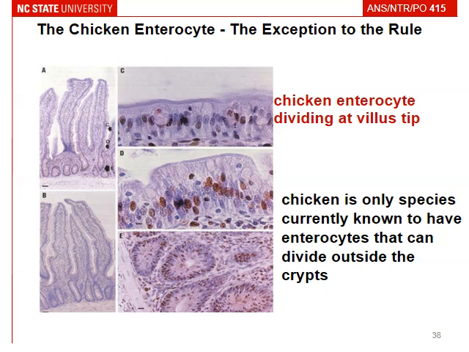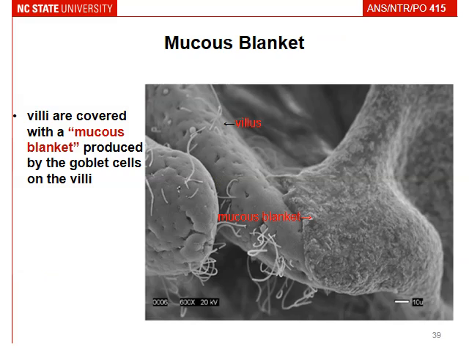Currently, the chicken's the only one that we've observed that can do that, but you can kind of see here all the nuclei are all lined up. I have a better picture next. Here is the picture, an electron scanning microscope photo of the mucus blanket. So those goblet cells are secreting mucus, which provides a nice protective layer for the intestine.